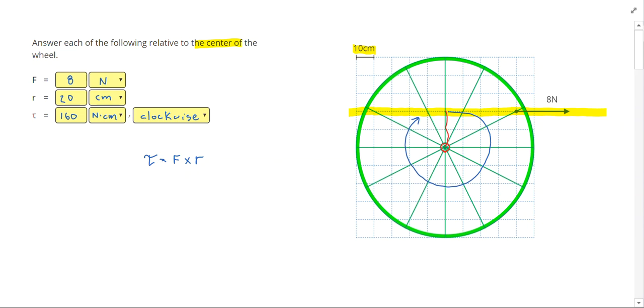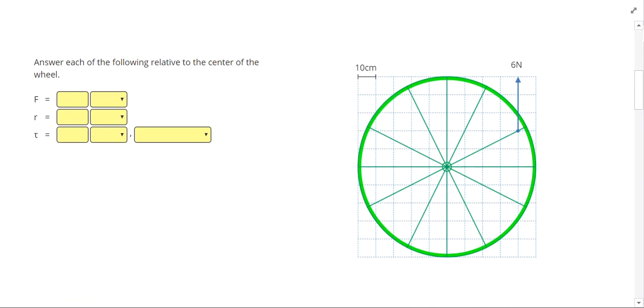Alright, let's take a look at another example. In this case we have a force of 6 newtons. Let's draw our line of action. Remember, our line of action should go directly through the force. Our radius is measured from the center directly to the line of action, and again those should always be perpendicular. This is called a cross product.